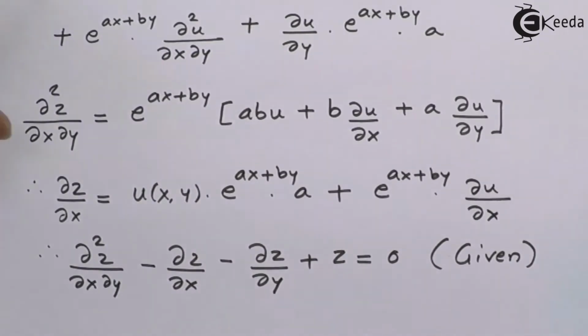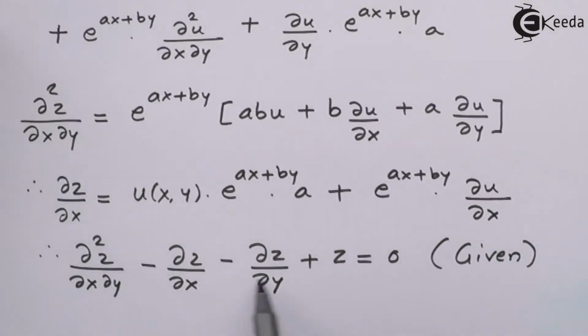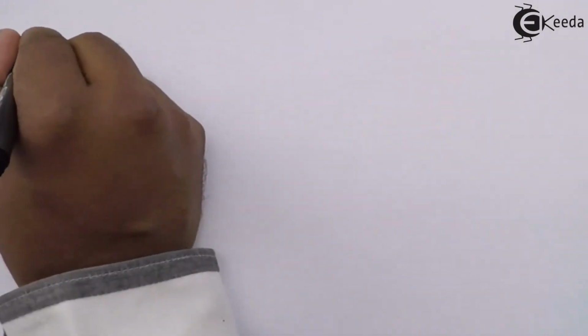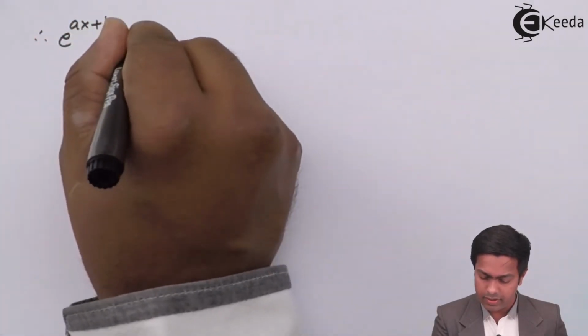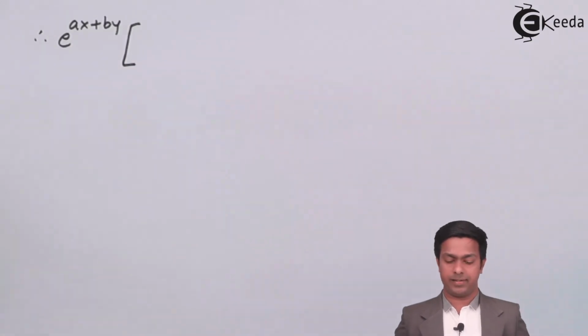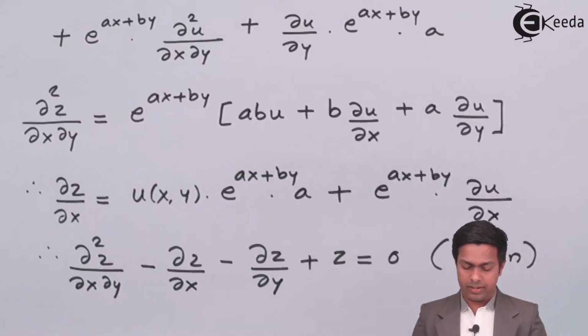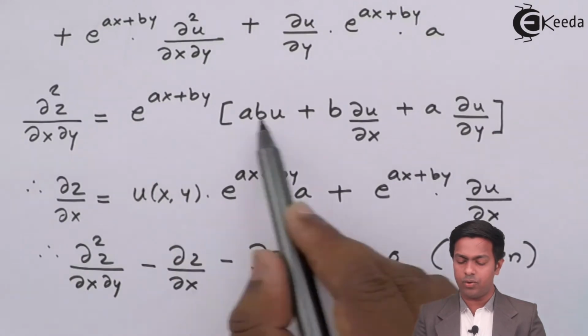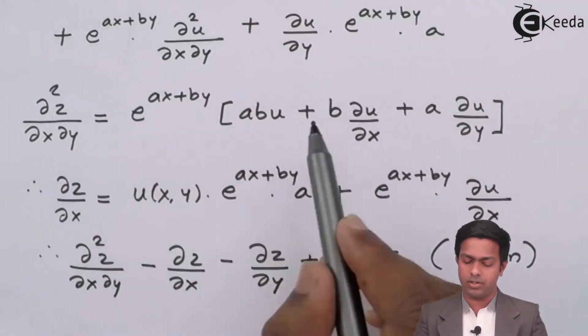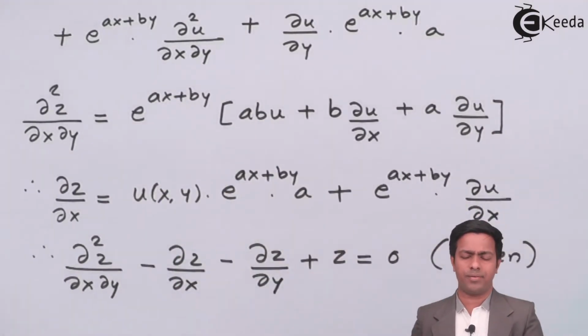Therefore, e to the power ax plus by outside. Now let's see what we get in the bracket. So this is the first function, and that is the value. This value I've taken outside, so this will remain in the bracket. So I'll copy it down.